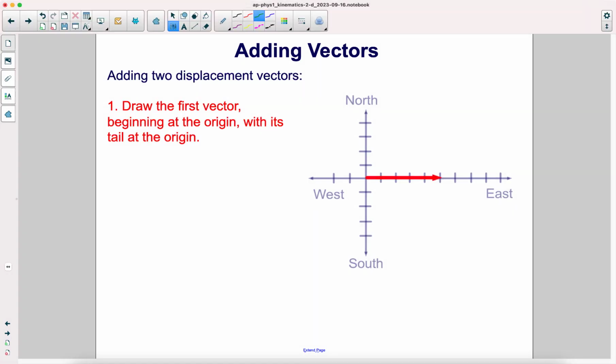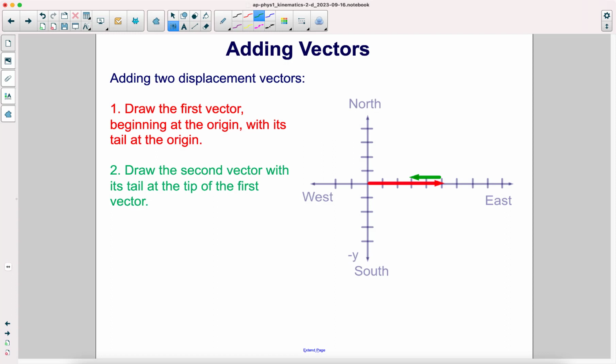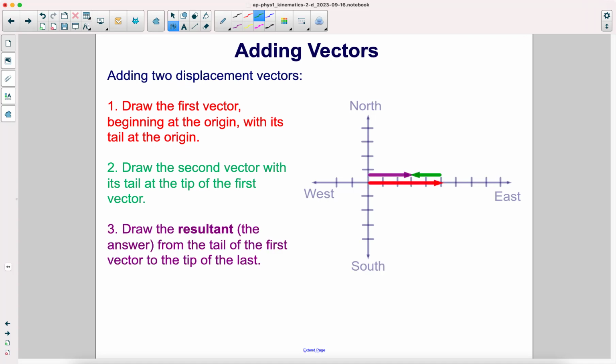First, draw the first vector, beginning at the origin with its tail at the origin. So the tip is over here. Then draw the second vector with its tail at the tip of the first vector. Finally, draw the resultant, which is the answer, from the tail of the first vector to the tip of the last vector, or in this case, the second vector.